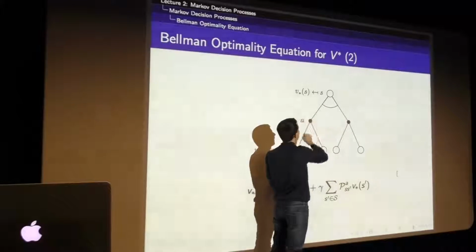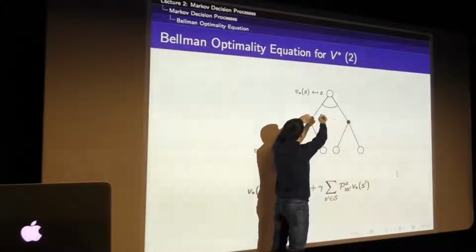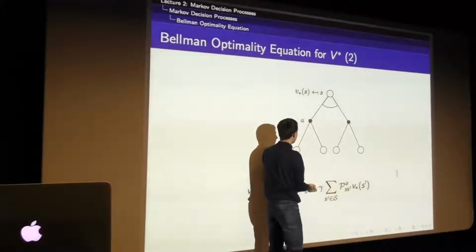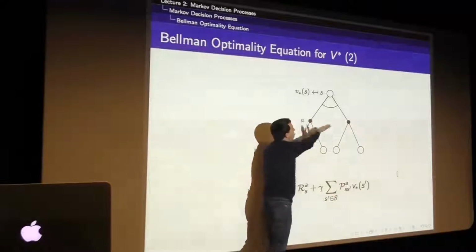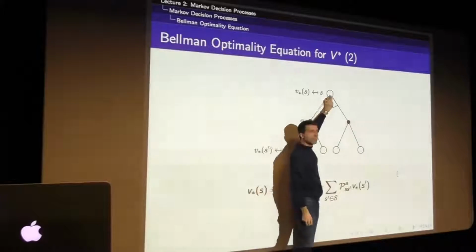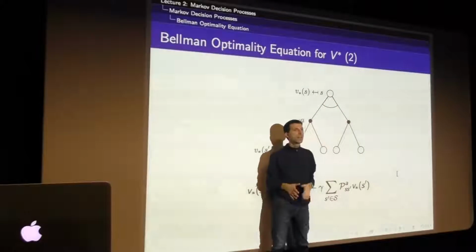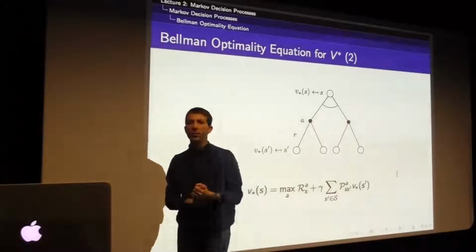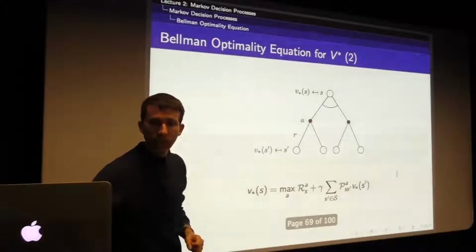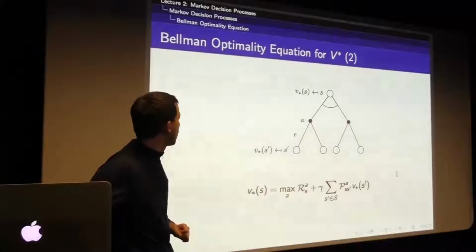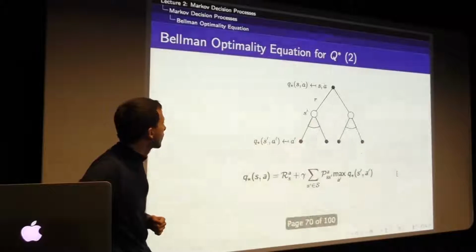We do this two-step look ahead over our actions from this state and all the things the environment might do to us. Then we look at the optimal value of where we end up. We back these things all the way up, and that tells us how good it is to be in this state here. So that's the Bellman optimality equation for V star.